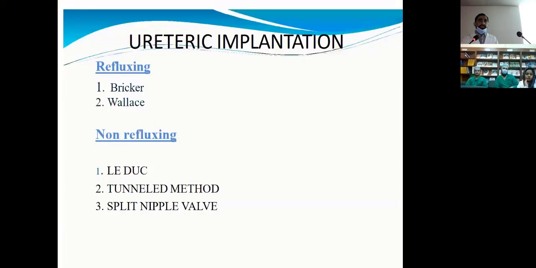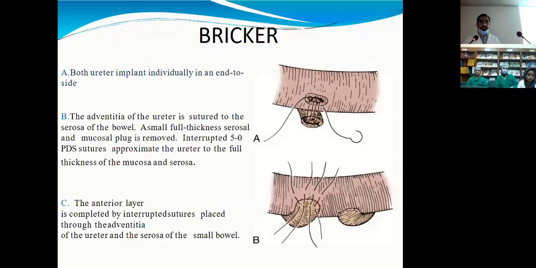The ureteric implantation. Refluxing has two types, the Bricker and the Wallace method. Non-refluxing methods are the tunnel method and the split nipple valve. In the Bricker method, both ureters are implanted individually in an end-to-side fashion. The adventitia of the ureter is sutured to the serosa of the bowel.